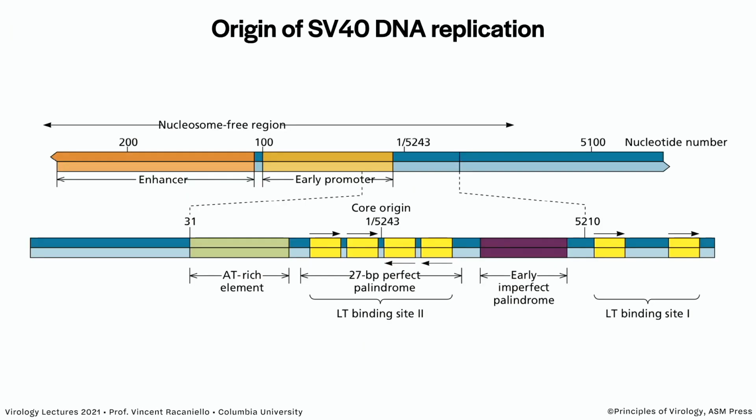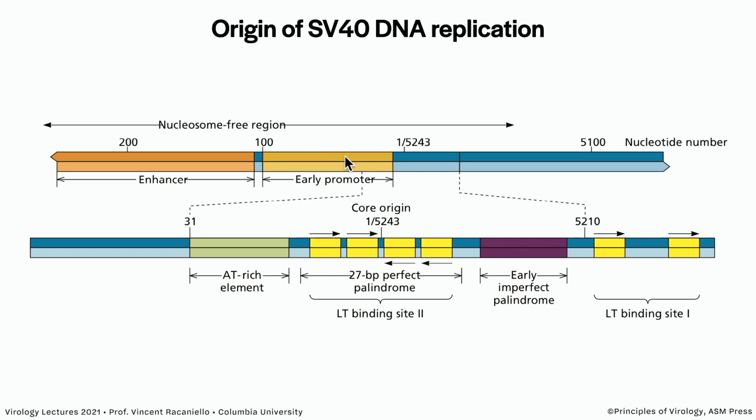Here's what an origin looks like. This is on the top, the origin region. So the genome was 5,243 bases in length. And so at one point, it's both base 1 and 5243. And that's the origin right there. And we're expanding it down below. But before I go below and tell you about it, this region has an early promoter right next to it.